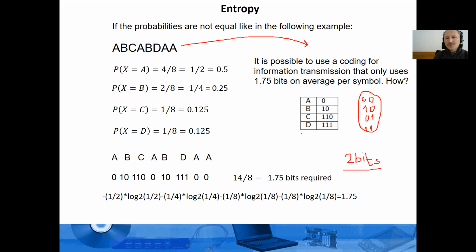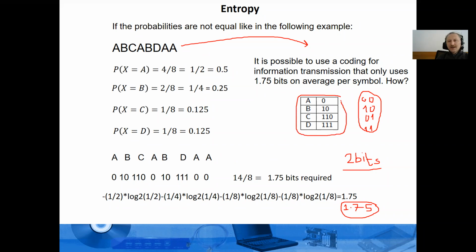But if you change your coding system, you need 1.75 bits. It is more optimized because you are using fewer bits to send, fewer pulses, fewer electrical signals, if you use this coding system.